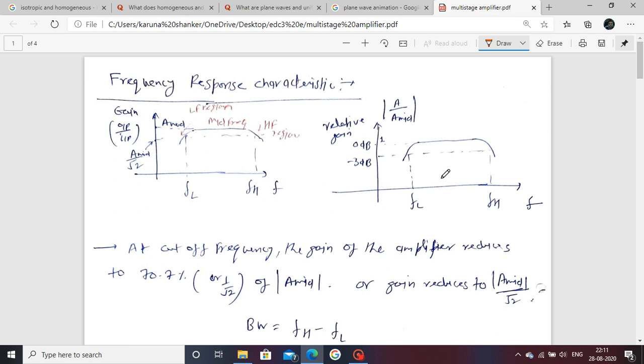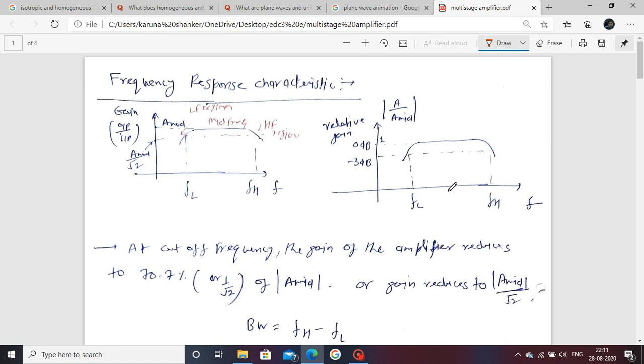We have already seen there are three types of coupling devices used to connect one stage to the second stage. The first is the coupling capacitor, the second is the transformer coupling, and the third is direct coupling. These are the three types of amplifiers with coupling devices.